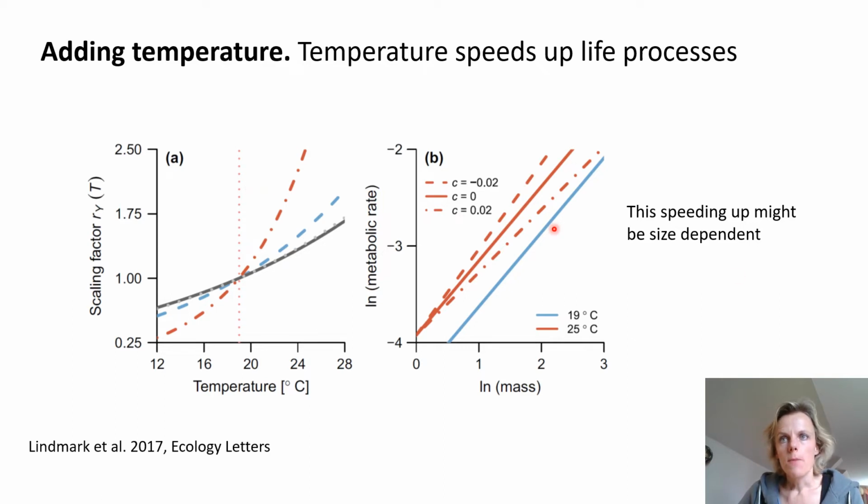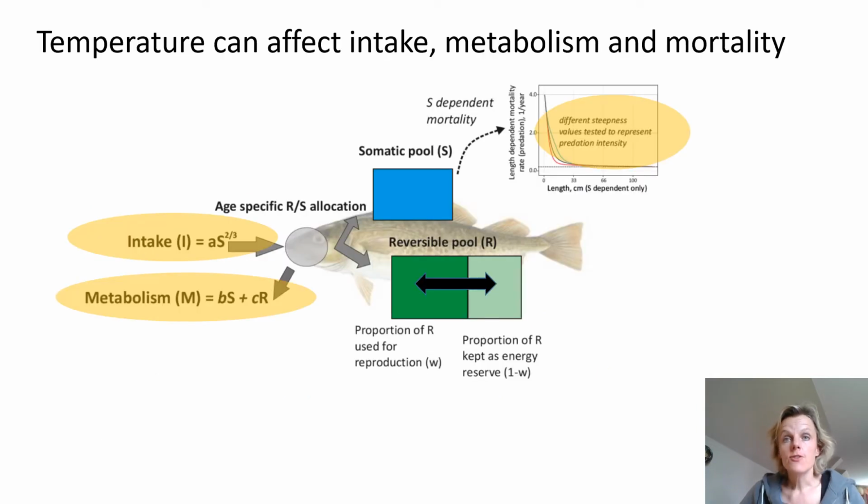but generally as temperature increases, we expect the rate will increase. But another key aspect of it is that this increase in temperature might be size dependent. So for example, now on the x-axis, we have mass, and this is metabolic rate, and this is change in two temperatures, for example. So the rate might just increase evenly across all sizes, as shown in this solid line, or it might increase more or less in bigger individuals, which is determined by this coefficient C, whether it's positive or negative. So this is actually what we have introduced in the model.